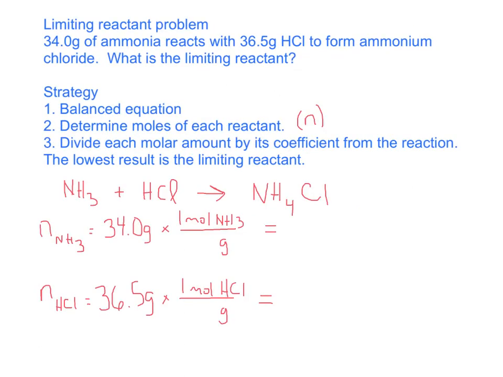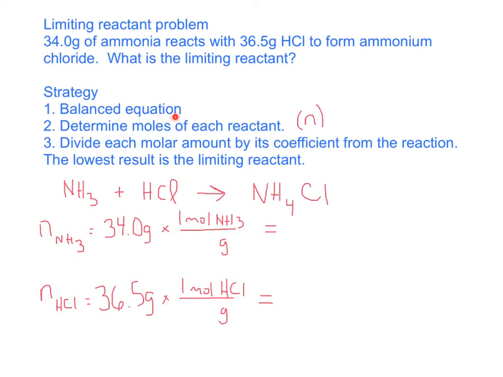So here's a typical limiting reactant problem. You have 34 grams of ammonia reacting with 36.5 grams of hydrochloric acid to form ammonium chloride. That would, of course, be a synthesis reaction, and you're asked to determine the limiting reactant. I want you to pay attention to the strategy because we're going to show you this strategy, and then we're going to show you an alternate strategy. And also write it down, of course.